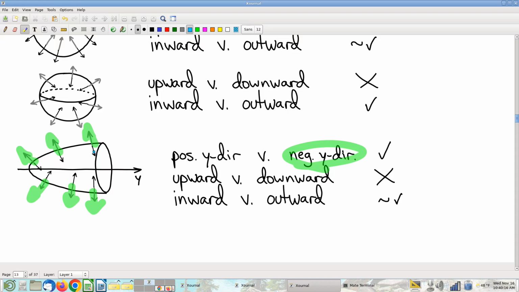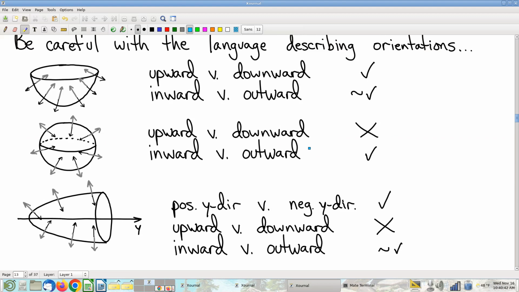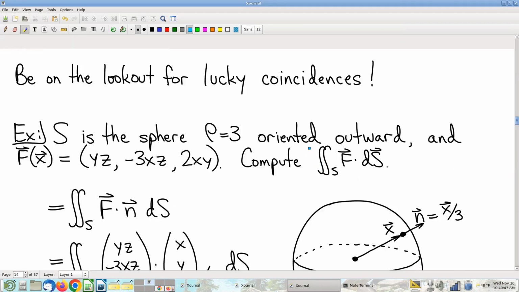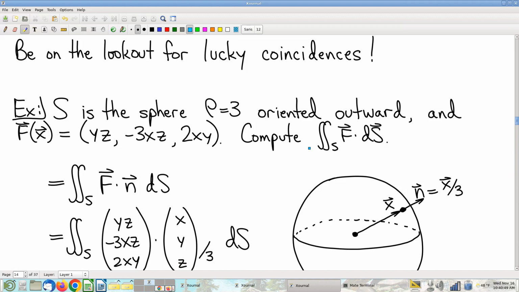And furthermore, the alternative, you could call positive y direction. Neither of these orientations is unambiguously described by their appropriate choice of words over here. Okay. All right. So think about the language. Right. So moving along. Questions? How are we doing? Is everybody happy with that? Okay. Okay.